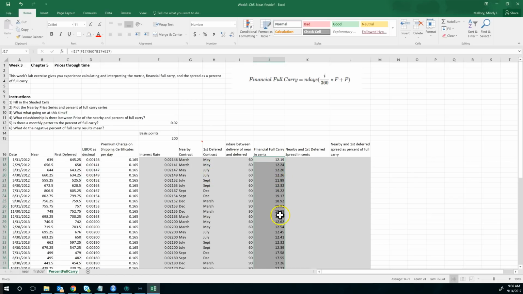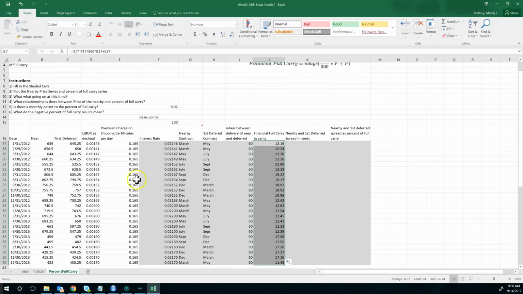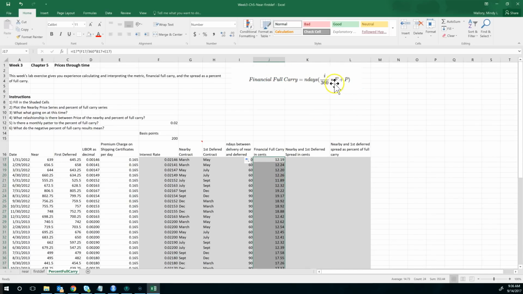So you can see that this number varies, and since interest rates are not varying very much over this time, it's mostly being driven by changes in the financing costs, not through the interest rate, but through the price on the nearby. You do see there is quite a bit of price variation as you go down here from $6 to $8 back down to $6, and that's driving why this financial full carry varies so much from like 12 to 18 back to 12.